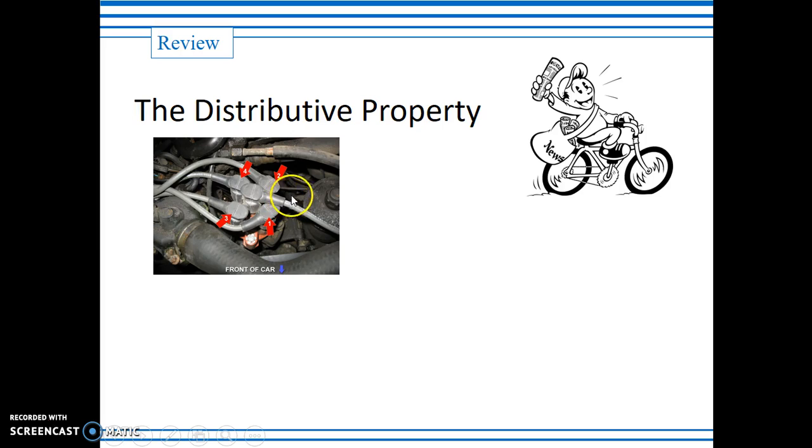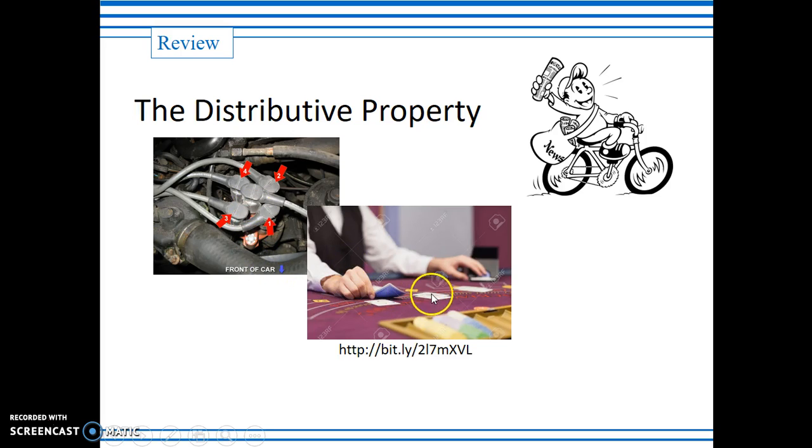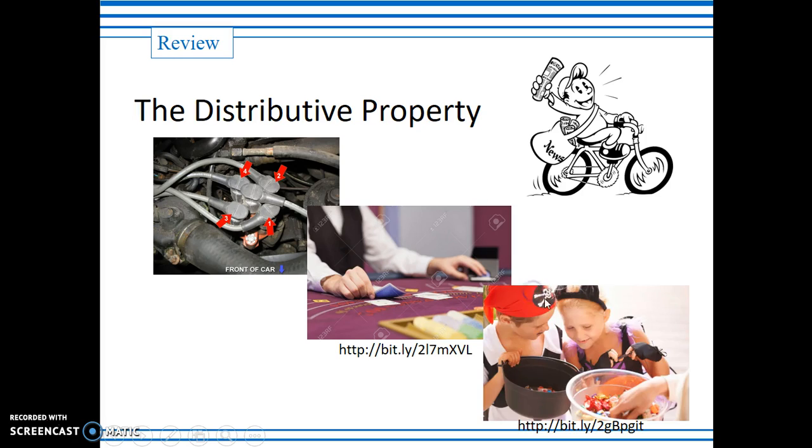It's a precise spinner, and as it spins, it distributes the sparks to the individual spark plugs at exactly the right time. They have to go in a specific order and happen at a specific time for the car to work properly. Here's another example. Here's a dealer who's distributing cards. And a fourth example, right now we've kind of got Halloween on the mind. Here's a home, and it looks like the mom is distributing candy to the trick-or-treaters.